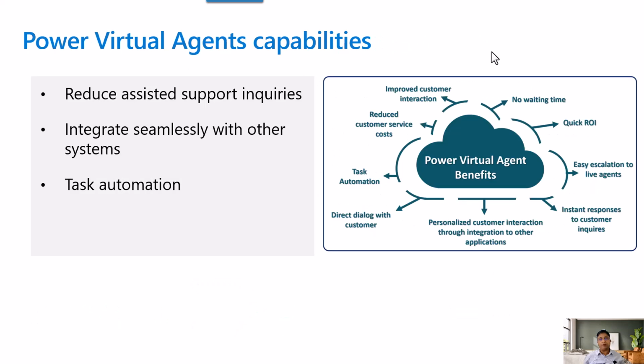Okay, so let's understand the Power Virtual Agent capabilities. Power Virtual Agent helps you with task automation. It integrates seamlessly with all the Power Platform tools. It also helps you reduce assisted support inquiries, which helps improve customer interaction, reduce customer service cost, and eventually impact your business with improved productivity, right?